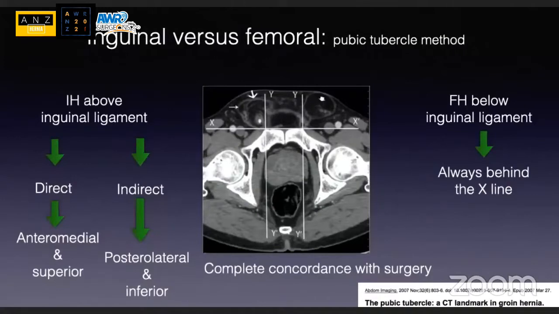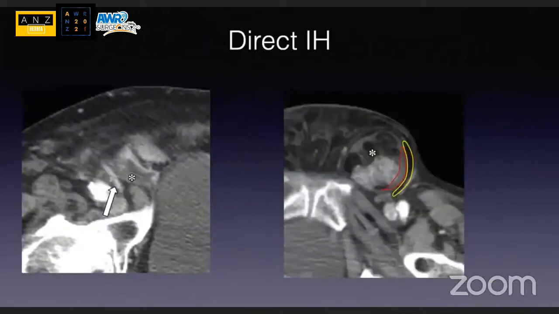This is somewhat similar to this quite a nice paper that talks about these lines on an axial CT image, and this is something that I use in my day-to-day practice. You draw an X line along the anterolateral point of the pubic tubercle, a horizontal line, and two vertical lines like so. If you draw these three lines, then an indirect hernia is always lateral to the Y line. The direct hernia often transects the Y line, and a femoral hernia is always behind the X line. If you use this, you've got quite a high concordance with surgery.